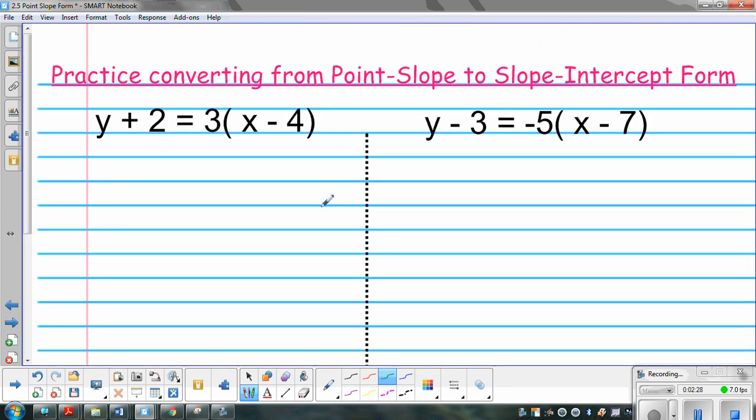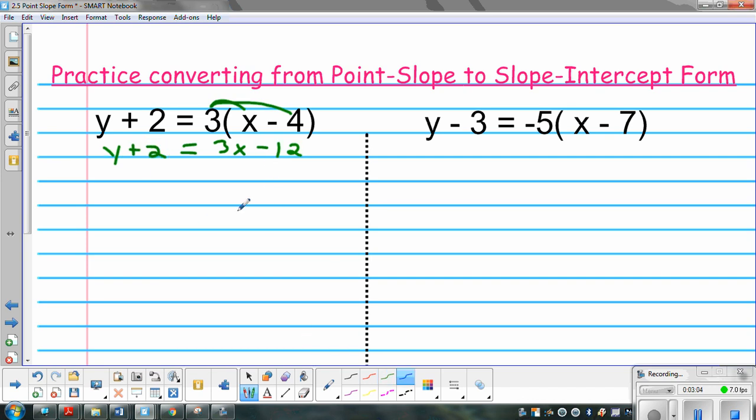Now for the first example, just to get us started, the values have already been plugged in for you. The point was 4, 2, and then the slope was 3. So things have been subbed in for you. What you're going to do now is convert it from this point-slope form into slope-intercept. Anytime something sits next to parentheses, which is why we practiced this in Unit 1, we're going to distribute. 3 times x is 3x. 3 times negative 4 is negative 12. So on the left we have y plus 2. On the right we have 3x minus 12.